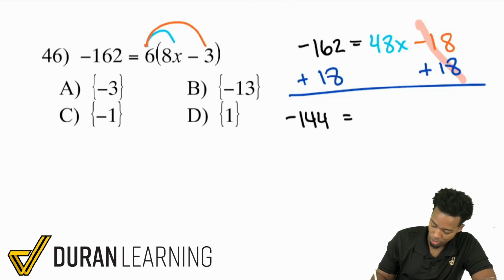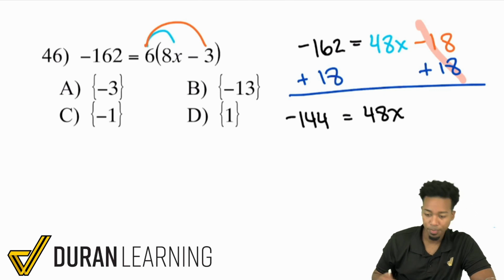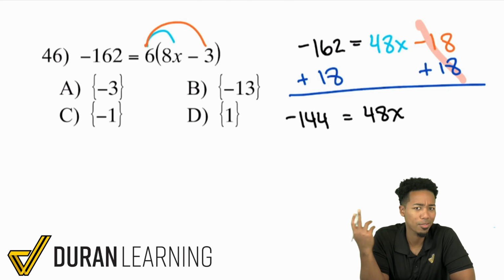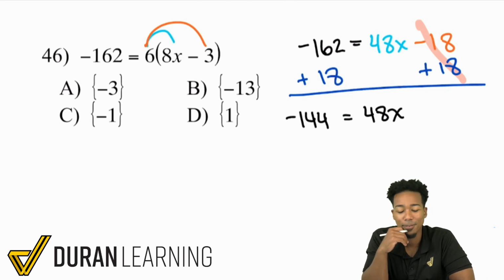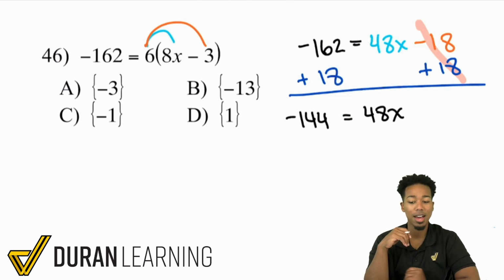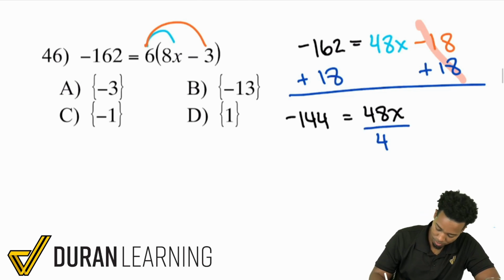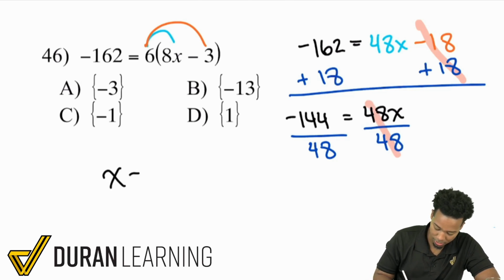Again, I'm telling you, work on your mental math. It's going to save you. Because you don't want to be doing a problem like this, knowing how to do it, but then you take forever actually doing the math. So here, we're going to go ahead and now divide both sides by 48, and we are good. So that's going to cancel out on the right side, and we got ourselves x equals what?